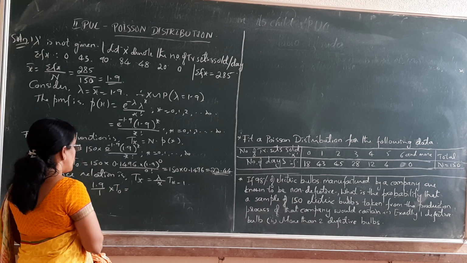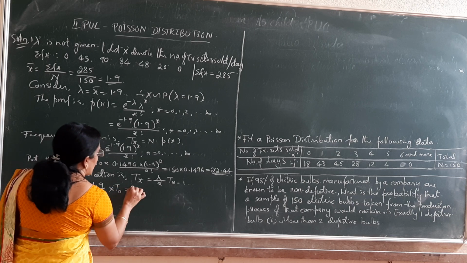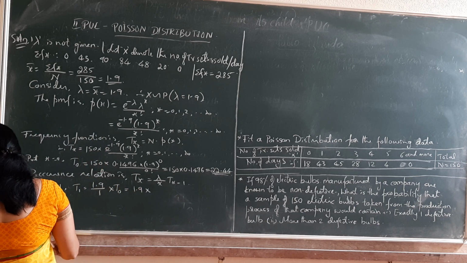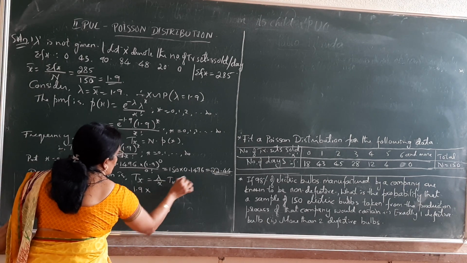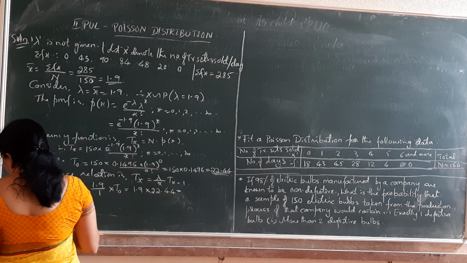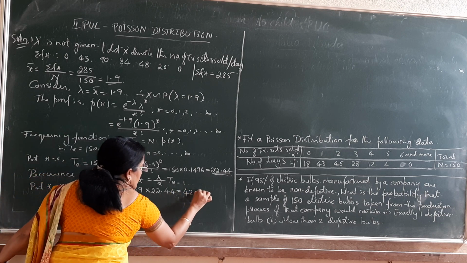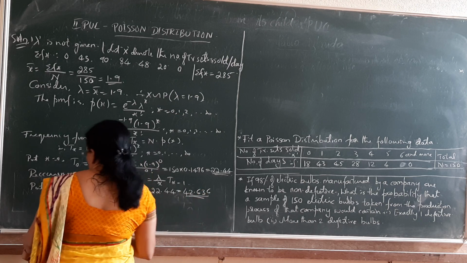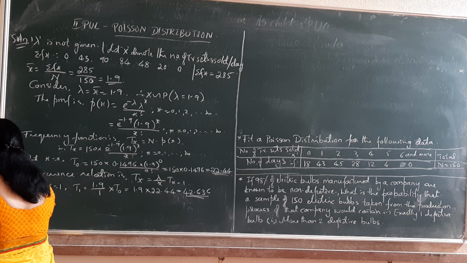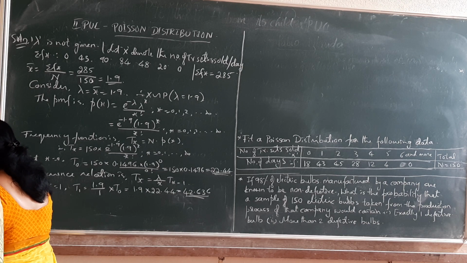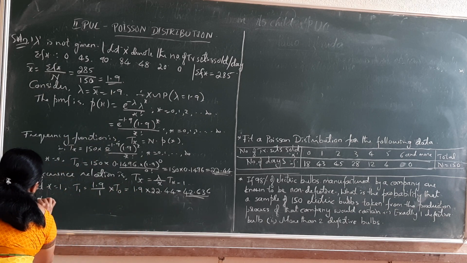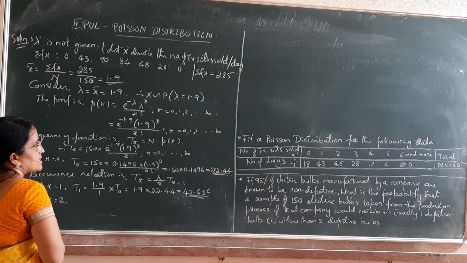Right? Which is equal to 1.9 divided by 1, that is 1.9 into the value of T0. T0 we just obtained as 22.44, which is equal to 42.636. Next value. Next, put x is equal to 2.